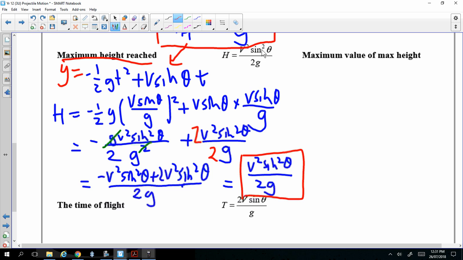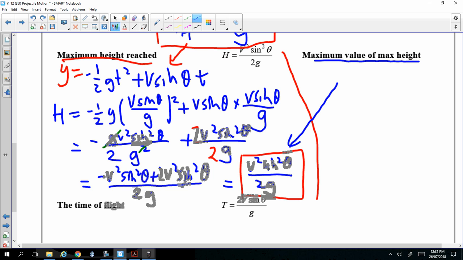Once you get the maximum height, the question is, what angle should I project to reach the highest value of maximum height? What's the maximum value of this? What angle should I throw? Well, what's the maximum value of sine theta? 1. So the max value of sine theta is 1, and that occurs when theta is 90, because sine 90 is 1, and that's intuitively true. If you want something to go as high as possible, you throw vertically up. You wouldn't throw it at an angle.